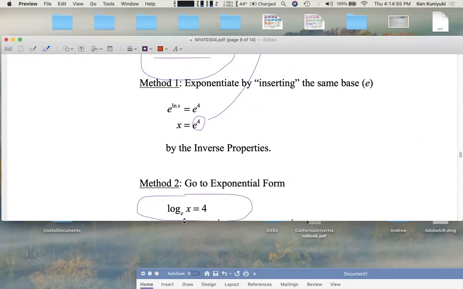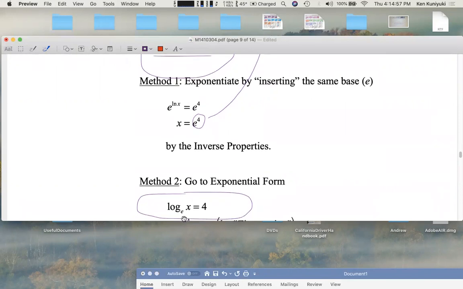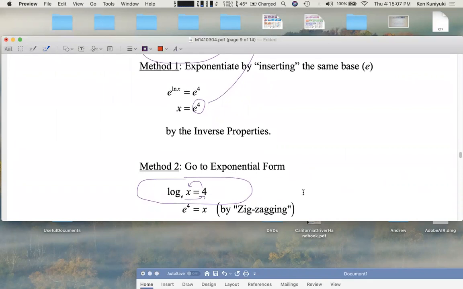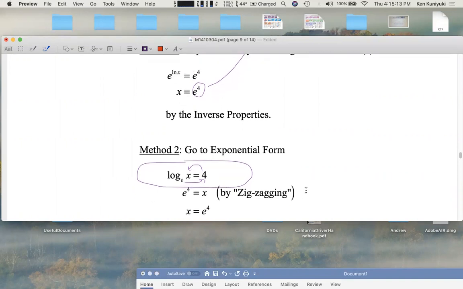Now, we can do the zigzag. Rewrite this in exponential form. e to the fourth equals x. The zigzag. e to the fourth equals x. We're basically writing this in exponential form. x equals e to the fourth.